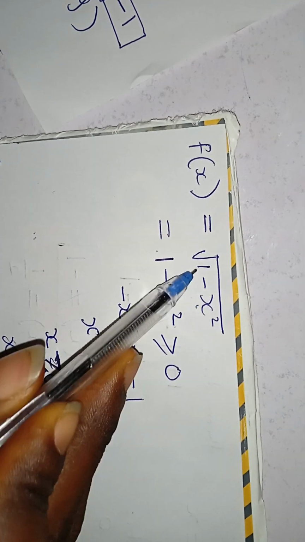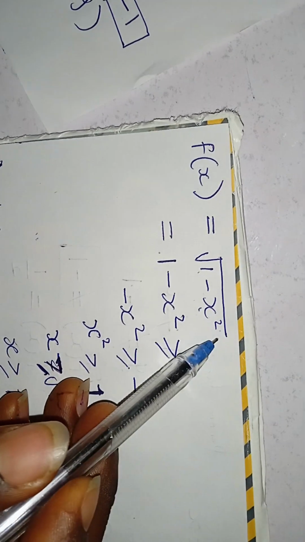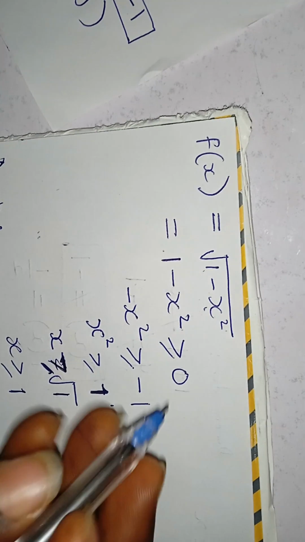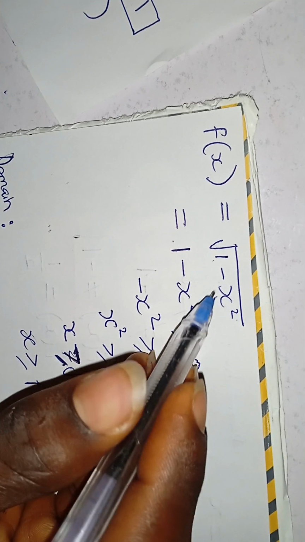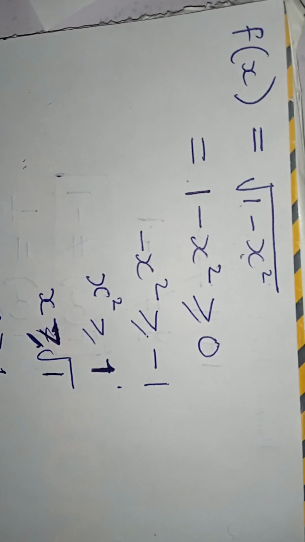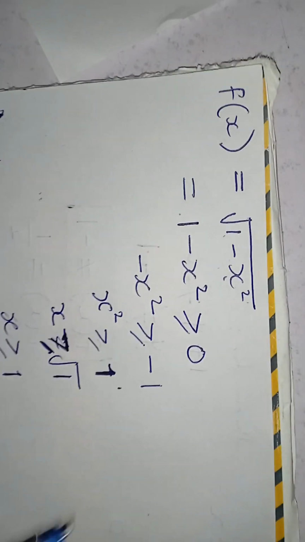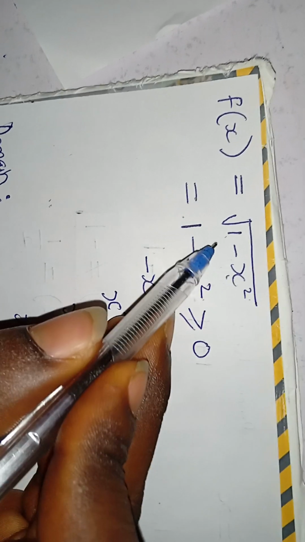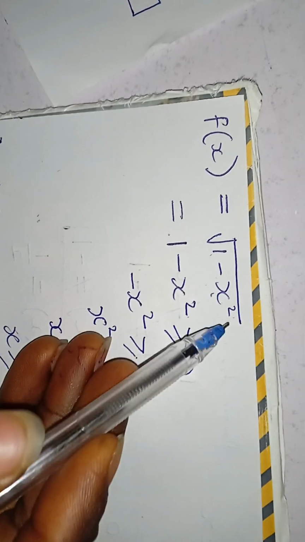If I put 2 here, 2 squared is 4. Now 1 minus 4 is minus 3, and the square root of minus 3 is now a complex number. It's no longer a real number, it's now a complex number. So that means what we are supposed to have as our domain is simply noting this fact.